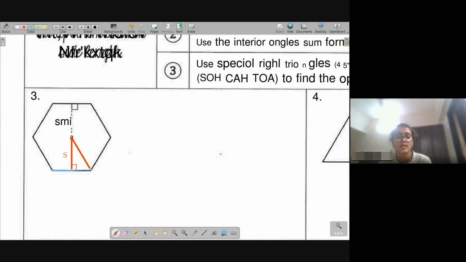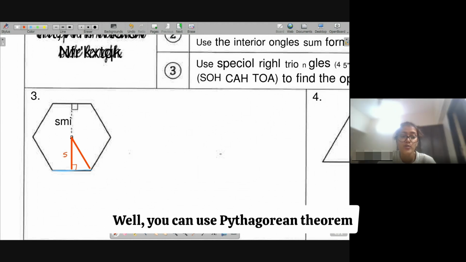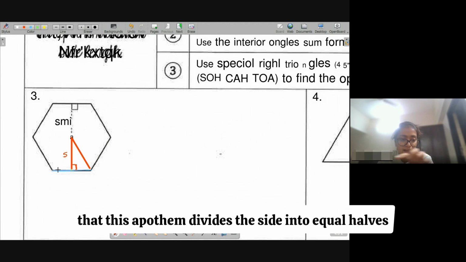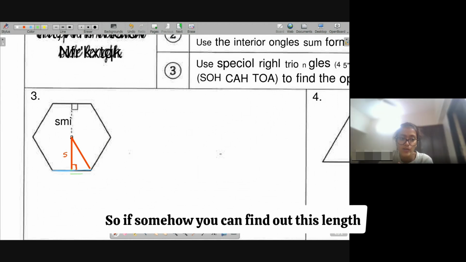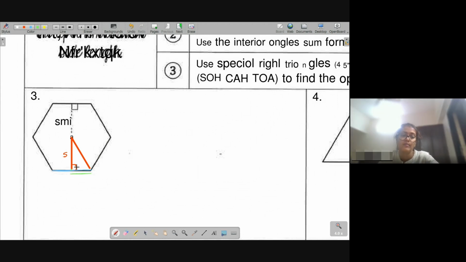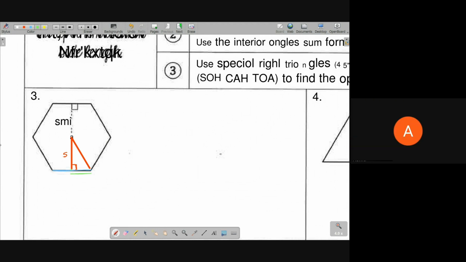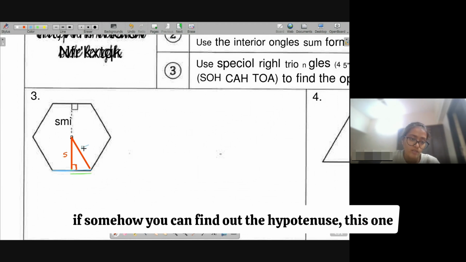Now think about it. How can you find out this? Well, you can use the Pythagorean theorem. One thing is clear, that this apothem divides the side into 2 equal halves. So if somehow you can find out this length, then you just have to multiply that length by 2 and you'll get the side. In order to find out this length, if somehow you can find out the hypotenuse, this one.